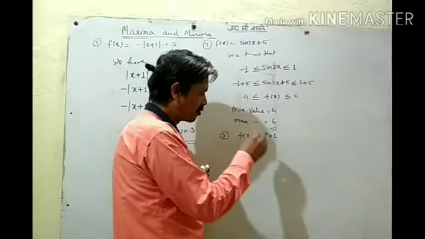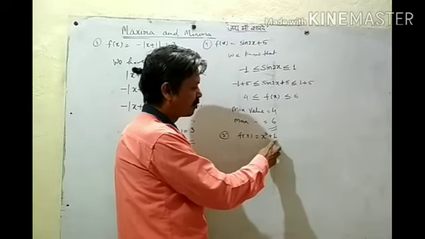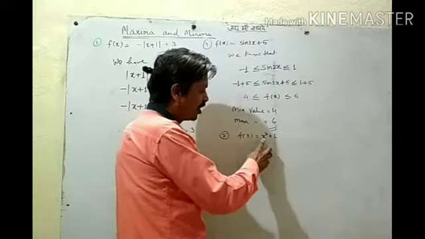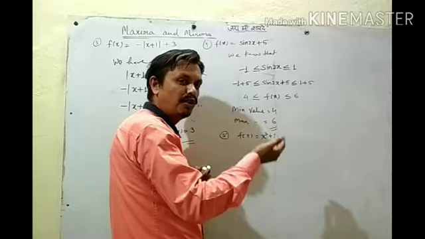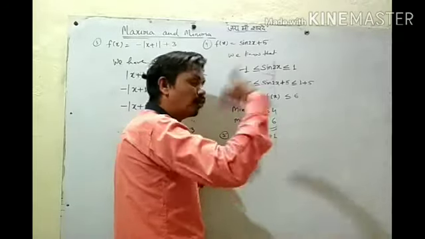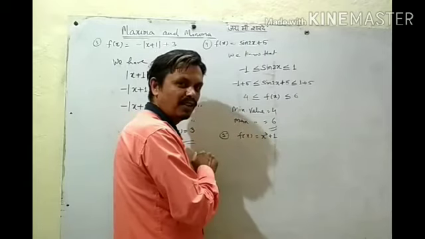If we take x equal to 5, then 5 cube plus 1 is 125 plus 1, 126. If we take 8, then 8 cube is 512 plus 1, 513. So according to our need, we can make it more and more larger. So we cannot find its maximum value.